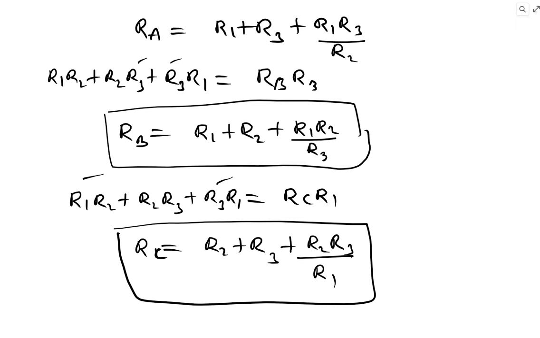So in this way we can get the RA, RB, RC values from star to delta.